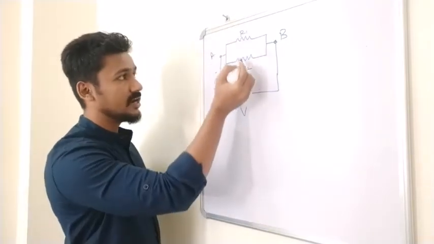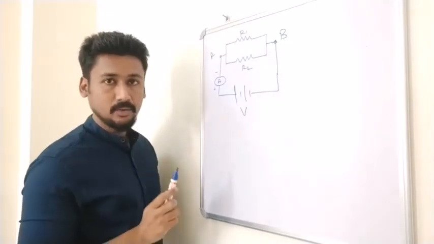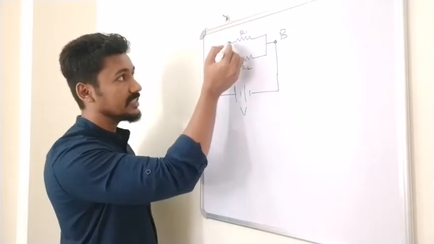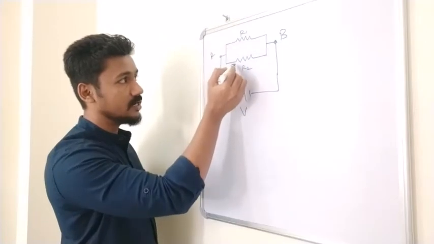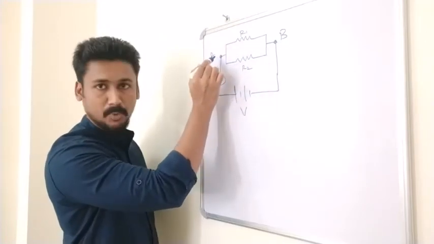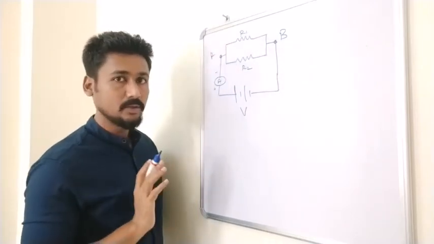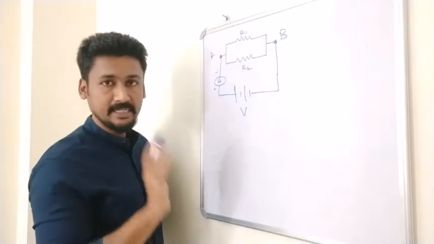So you see R1, R2, they are connected in parallel to each other, right? Why they are connected in parallel? We can see that one end of R1, the other end of R2, they are connected to a single point A, and the other ends are connected to a single point B. That is how you can understand that they are connected in parallel.